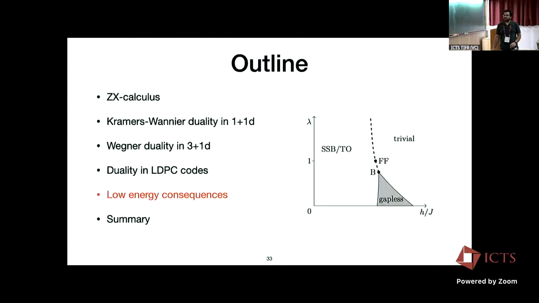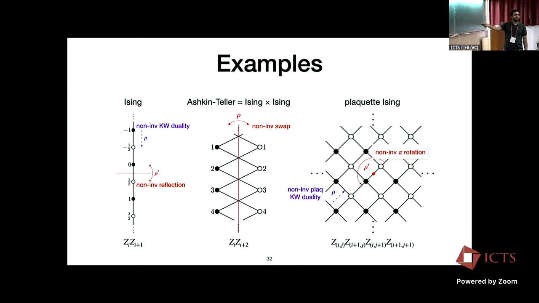So finally I want to talk about, like, Ising times Ising, two copies of Ising, one on the sites, one on the links, is just a swap, and that becomes a non-invertible symmetry. So that doesn't mix with translation.